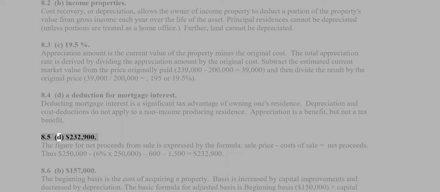8.5, D. $232,900. The figure for net proceeds from sale is expressed by the formula, sale price minus costs of sale equals net proceeds. Thus $250,000 minus 6% times $250,000, minus $600 to $1,500 equals $232,900.